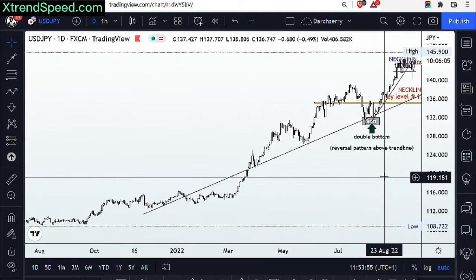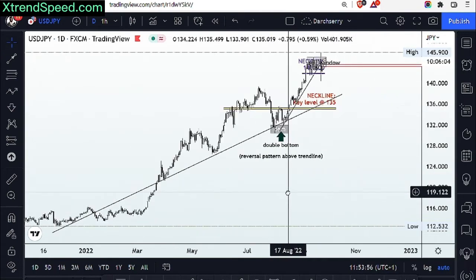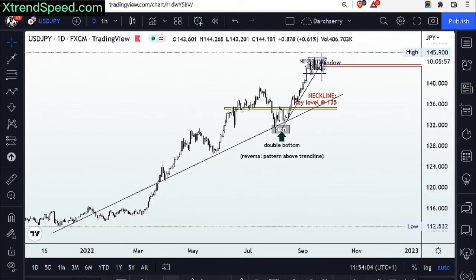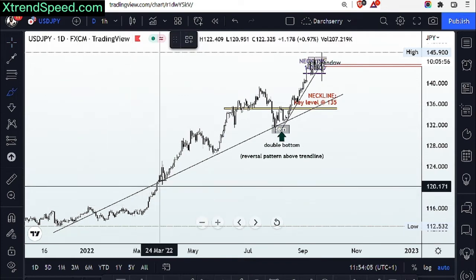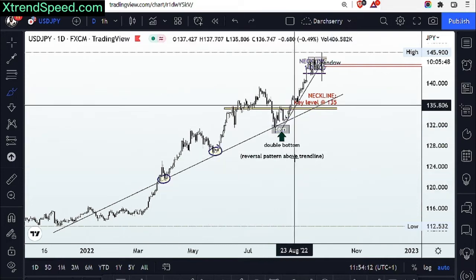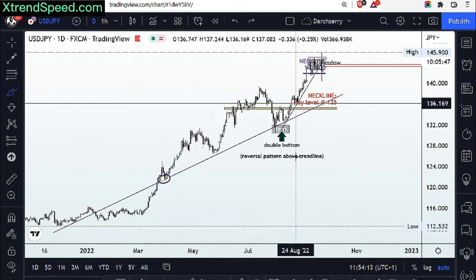On the daily time frame, if you look at the USDJPY here, it's obvious that price action has been on a very strong bullish momentum. As a result of this, I was able to connect the series of higher lows to give us this resultant bullish trend line. And you can see how price has consistently respected that trend line since the beginning of the year.